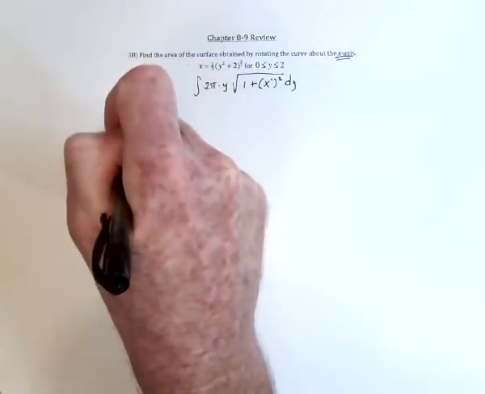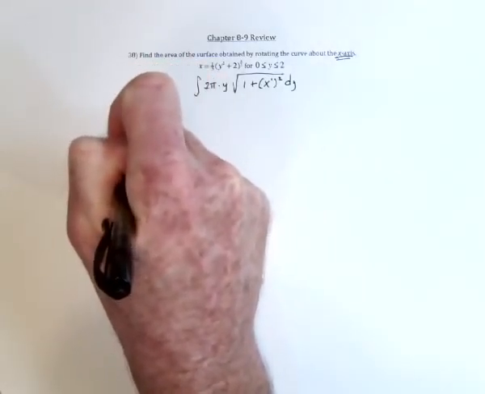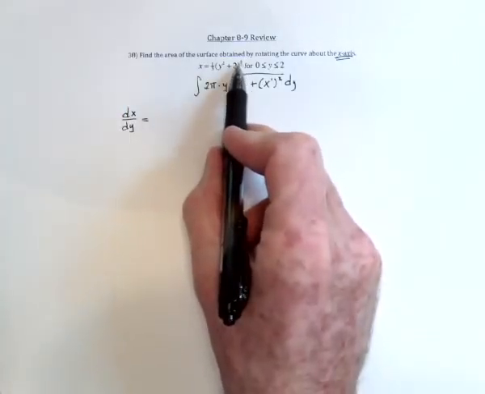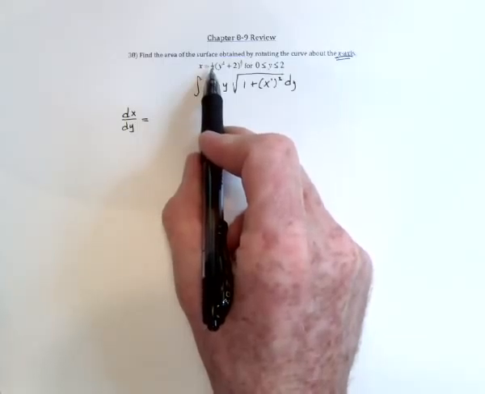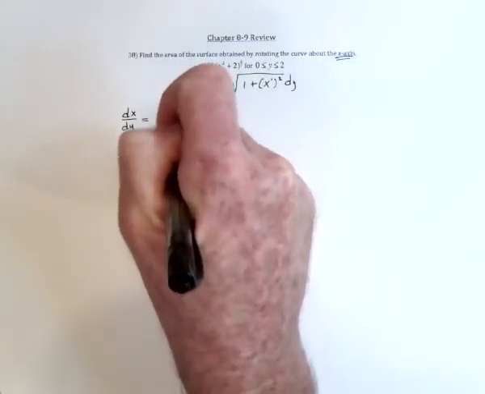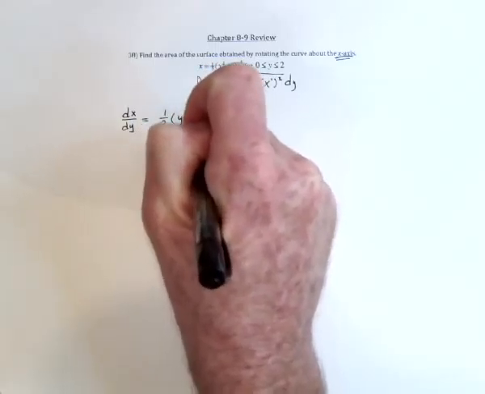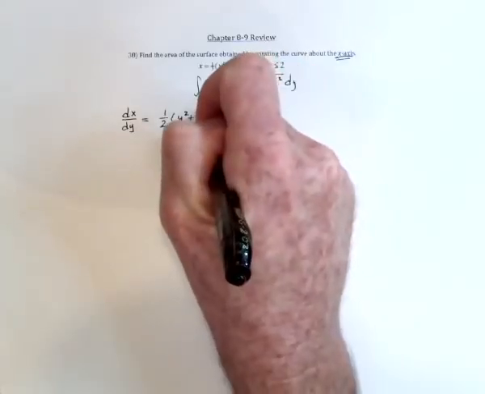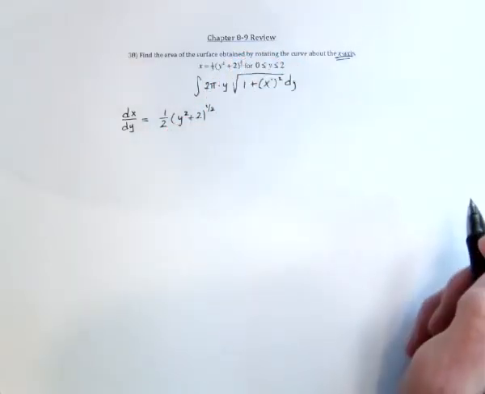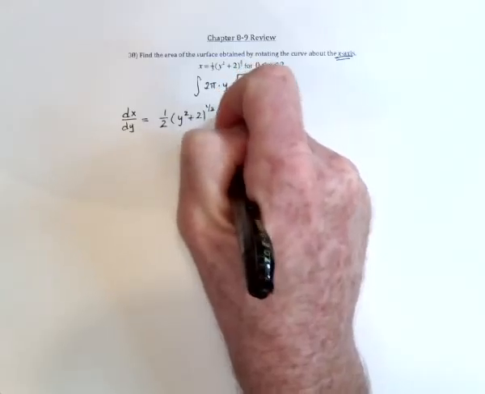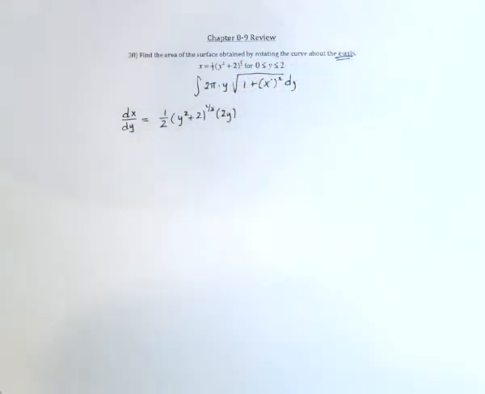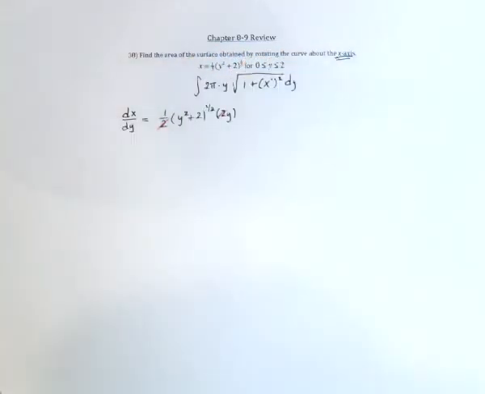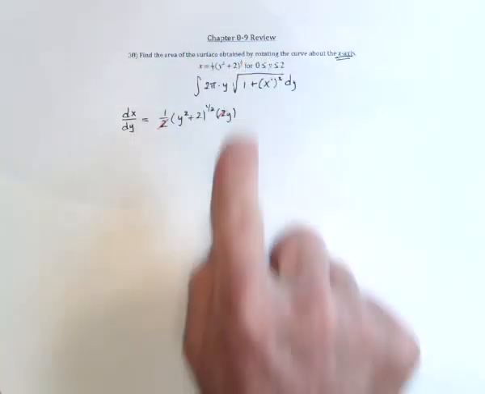So x prime, or dx dy, this 3/2 goes over here, multiplies with the 1/3, canceling the 3's, leaving a 1/2, y squared plus 2. Subtract 1 from this 3/2 and it's going to be a positive 1/2. And then the chain rule says take the derivative of the inside, which is a 2y. And then we can have the 1/2 cancel the 2, and then we're ready for this.